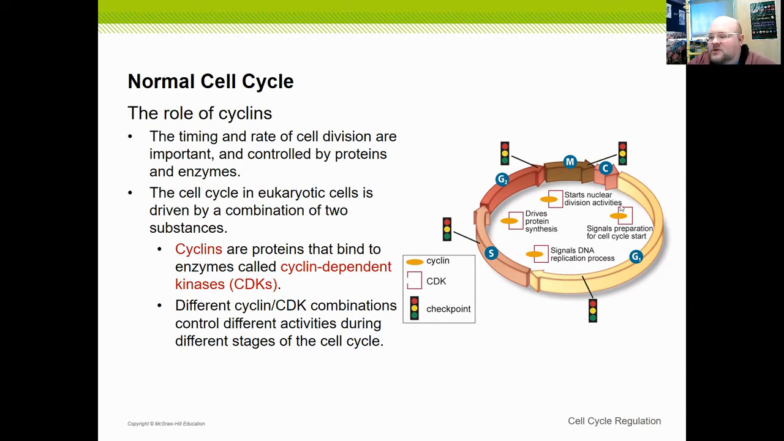So if you look at this image of the cell cycle, remember G1, S, and G2, that's interphase, and then mitosis and cytokinesis. Different cyclins kind of trigger each of those stages to start. There are checkpoints in between, so it gets to a certain point and things are checked to make sure things happen correctly. Sometimes things don't happen correctly, and that's what we're going to get into in a second.